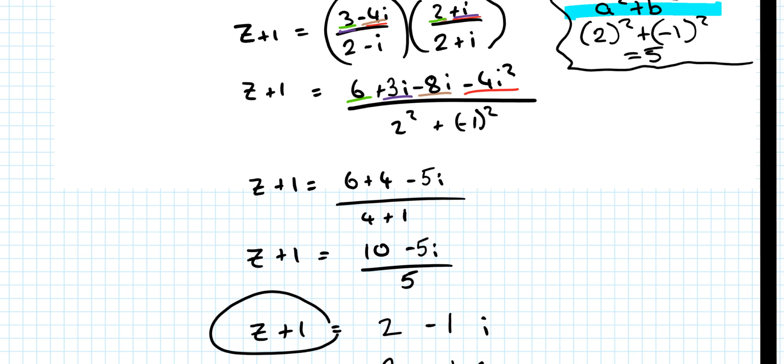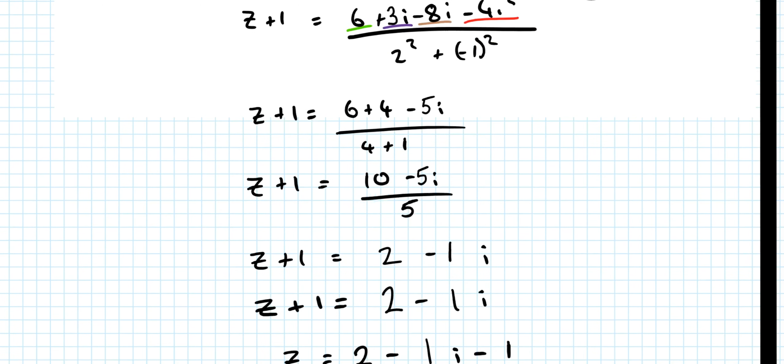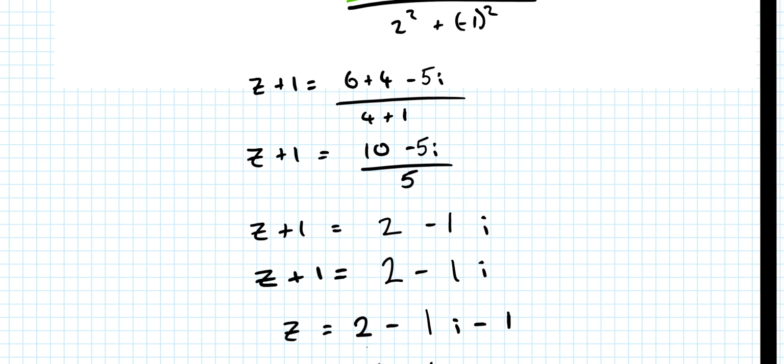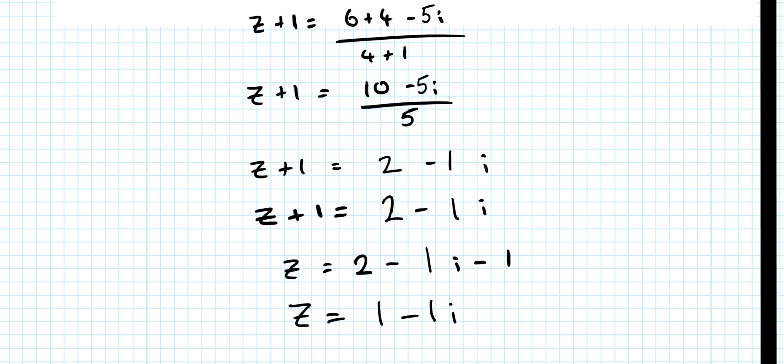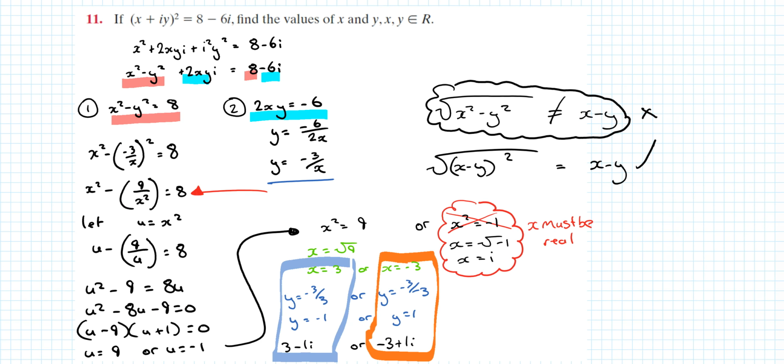2 minus 1i. But I want to get z on its own, not z plus 1. So subtract 1 from both sides. Do I subtract these two? Well, no, because this doesn't have an i with it. So it ends up being 2 minus 1, which would be 1. So we get 1 minus 1i.